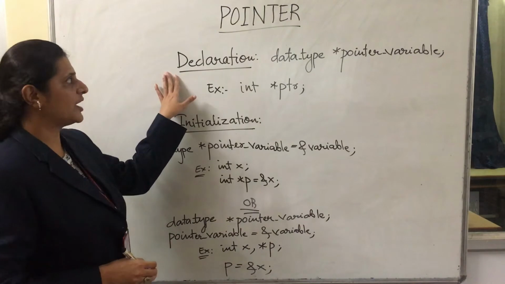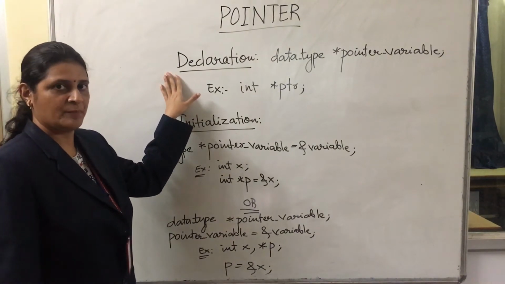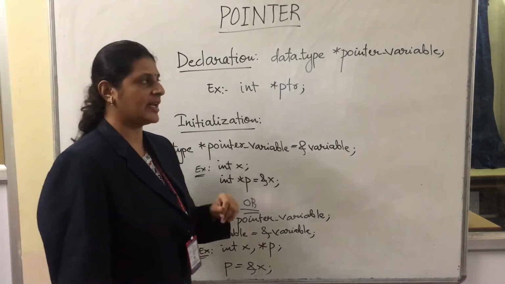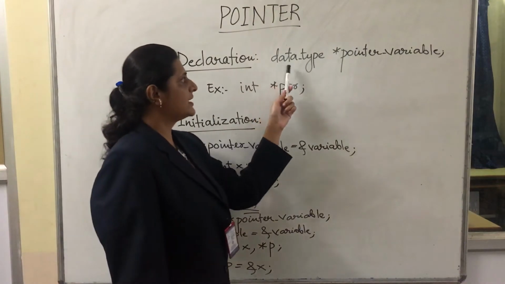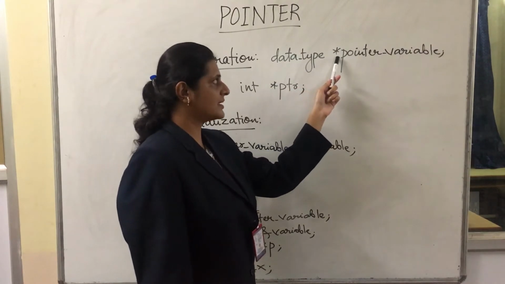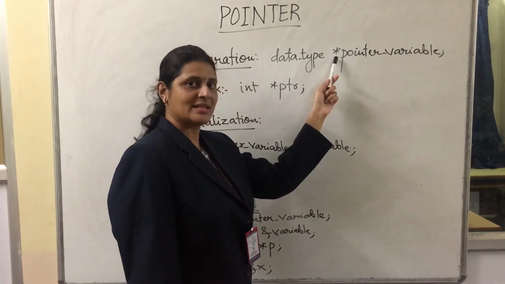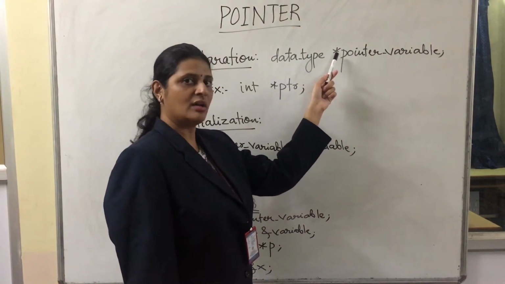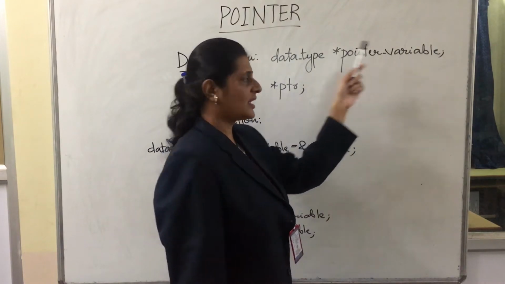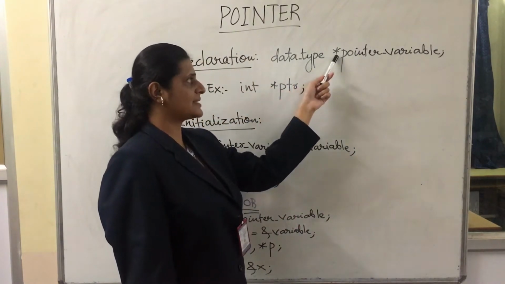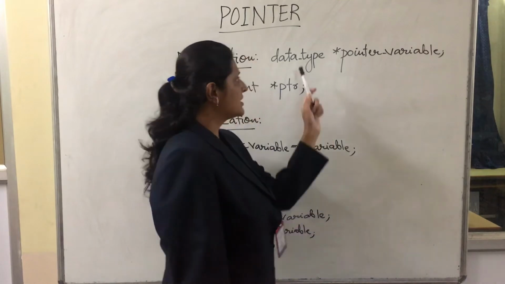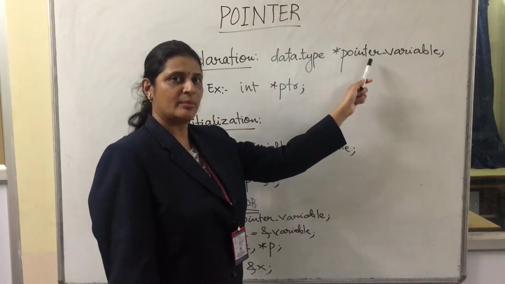First we will see how we are going to declare a pointer variable. As we do with a normal variable, the same way we declare the pointer variable. The syntax for declaring a pointer variable is data type followed by asterisk, or in common language a star, but this is the asterisk or pointer operator. And next we have the pointer variable, and end it with a semicolon. So this is how we declare a pointer variable.